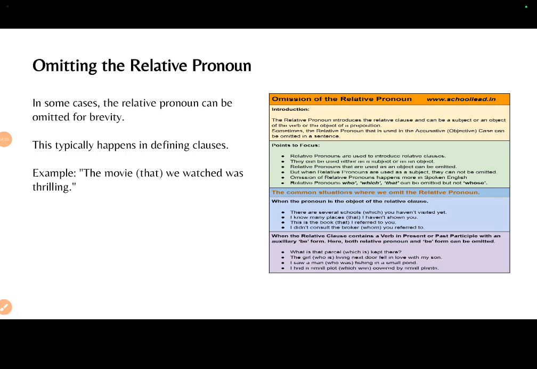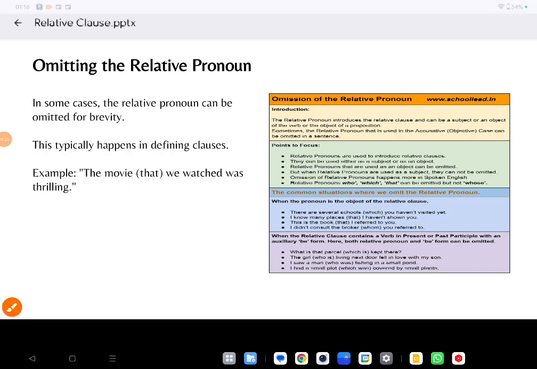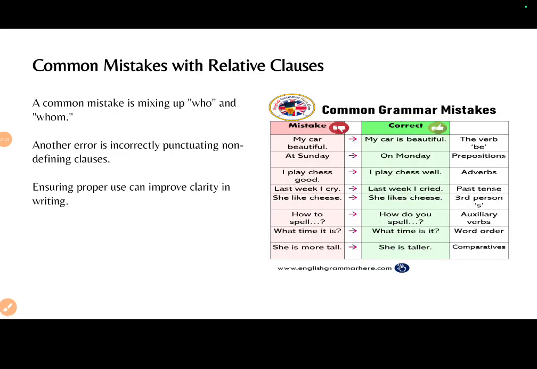Next, omitting the relative pronoun. In some cases, the relative pronoun can be omitted for brevity. This typically happens in defining clauses. For example, the movie that we watched was thrilling. So here, that can be omitted. The movie we watched was thrilling. Okay, so this is about defining and non-defining relative clauses.